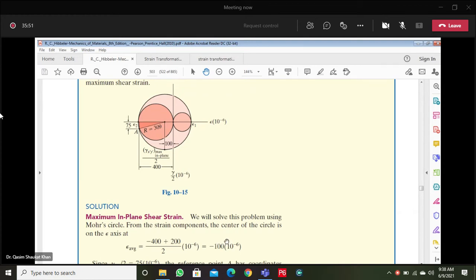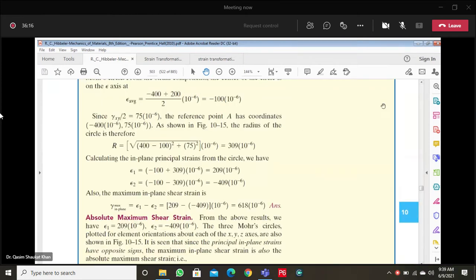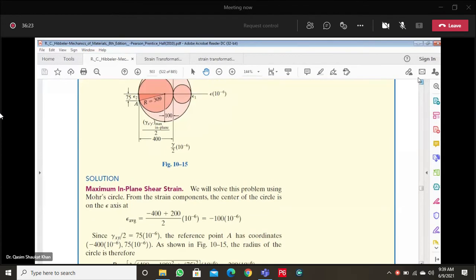Now the next thing is we need to determine the coordinates of point A. Epsilon x is minus 400 microstrains and gamma xy over 2 will be 75 microstrains. So the coordinates of your point A, which is your reference point, are epsilon x, which is minus 400 microstrains, and gamma xy by 2, which is 75 microstrains. So reference point A coordinates are clear?